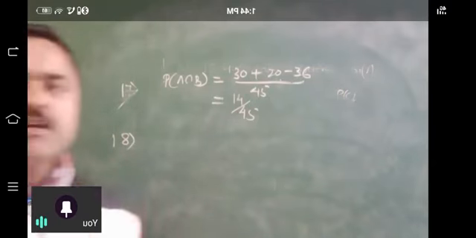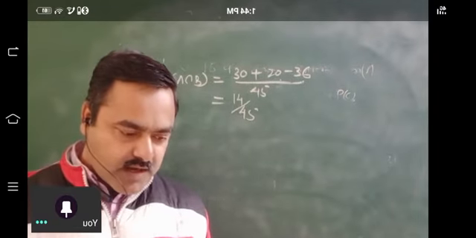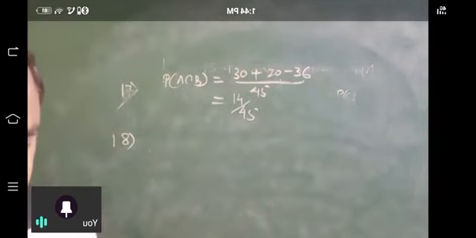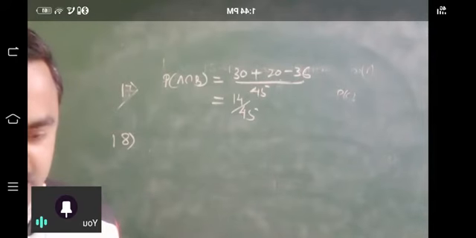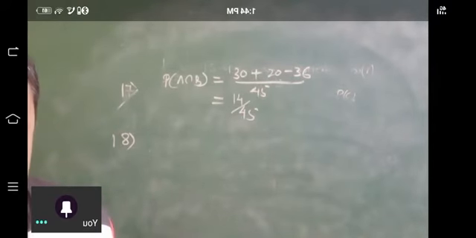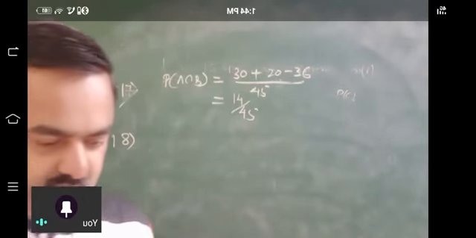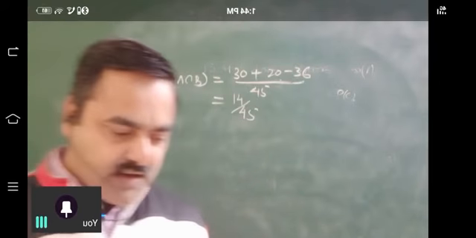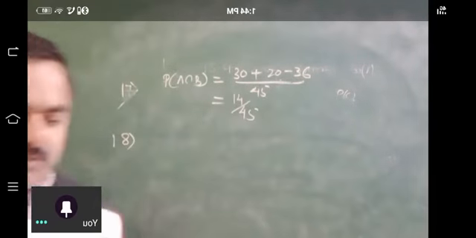Now see question number 18. A card is drawn from a well shuffled pack of playing cards. What is the probability that it is either a spade or an ace or both?